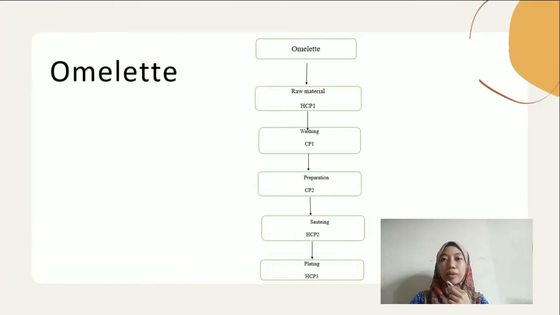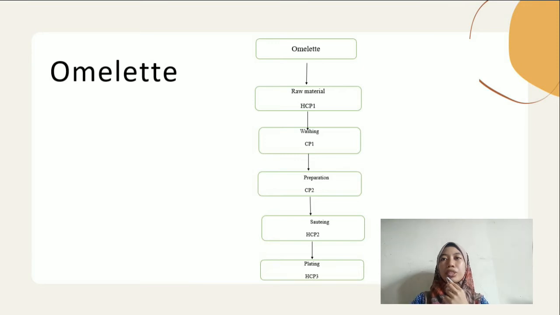The process of making omelette is quite simpler than fried noodles just now. The first one is raw material, which is HCP number 1. We need to make sure that the eggs come from halal sources. And the second one is washing. Washing is control point number 1. Washing means washing the eggshells from any feces of the chicken.